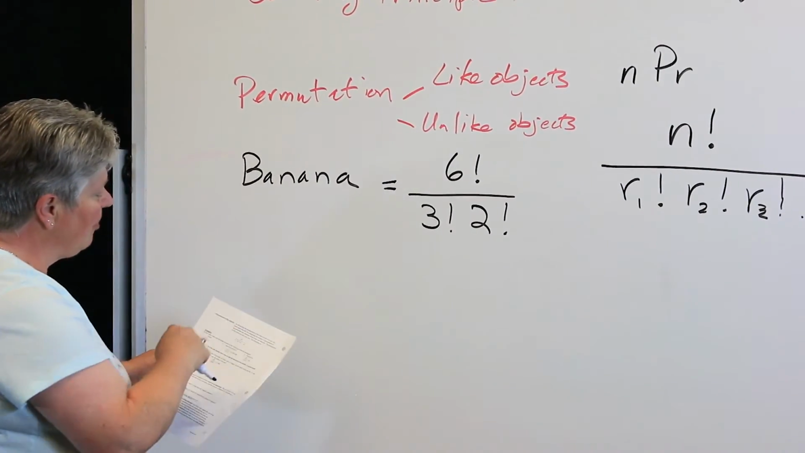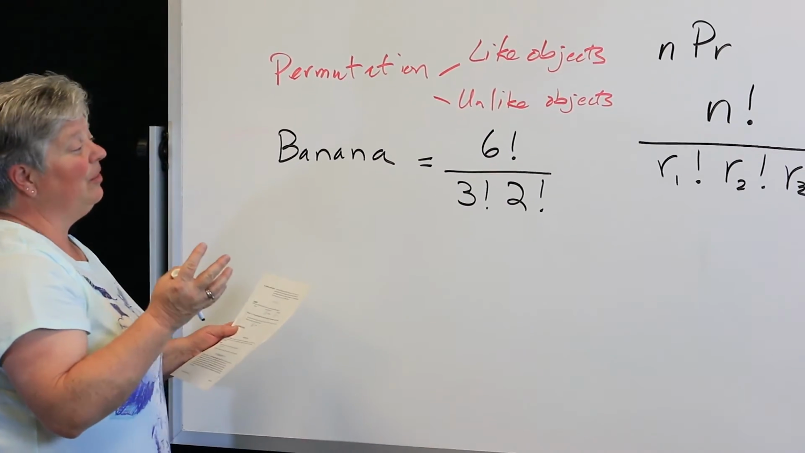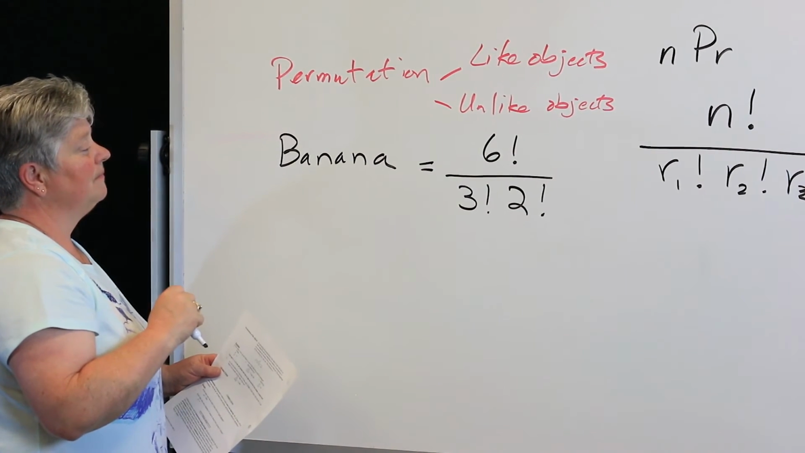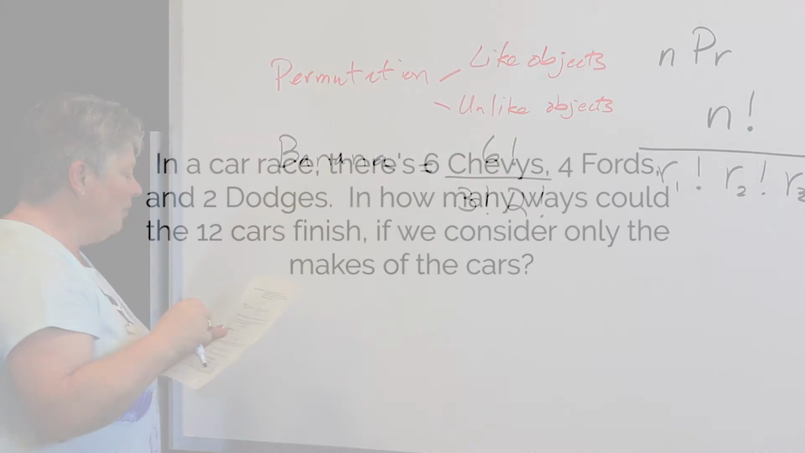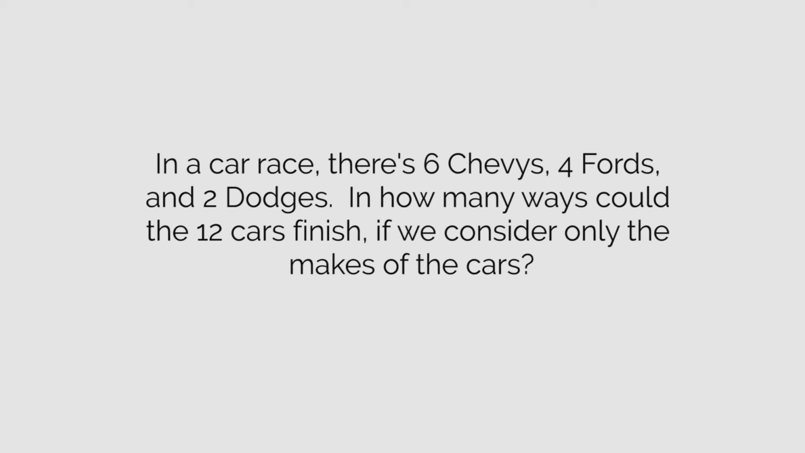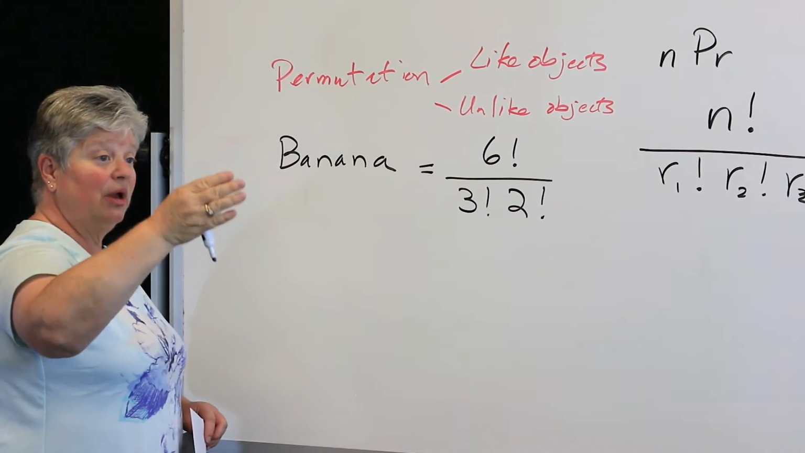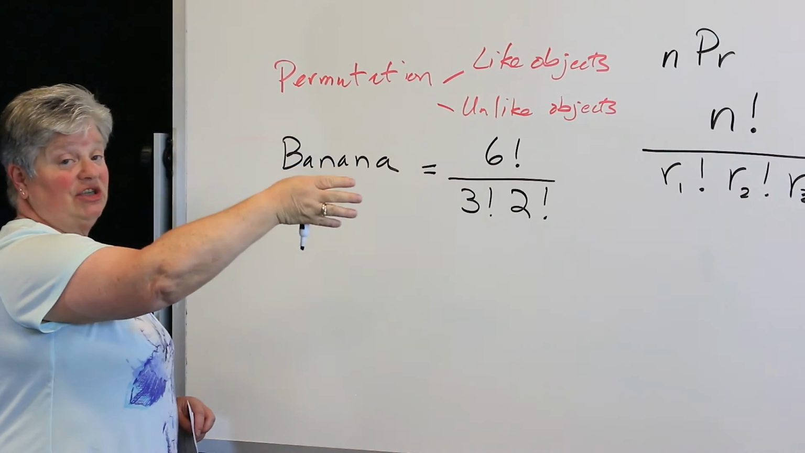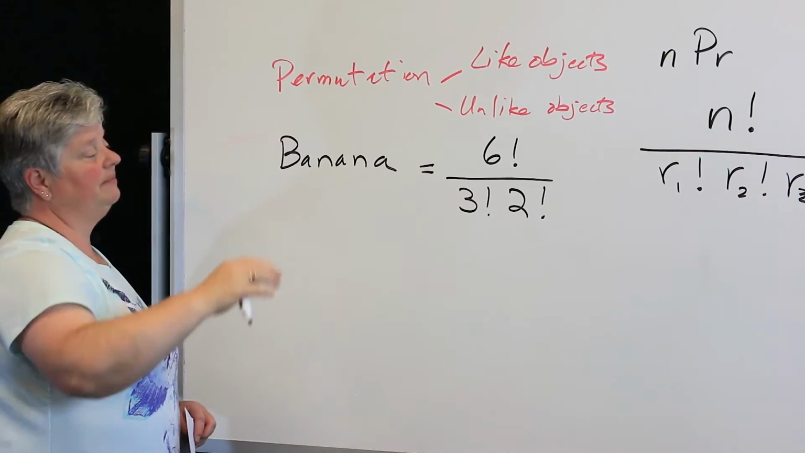Another example, there's a couple more in the packet, but let me go to one that might be a little bit more realistic, or maybe not, but you can decide. So it says in a car race, there's 6 Chevys, 4 Fords, and 2 Dodges. In how many ways could the 12 cars finish if we consider only the makes of the cars? So it's not car 1, car 2, car 3, car 4. Is it a Chevy? Is it a Ford? Is it a Dodge that's coming across the finish line?